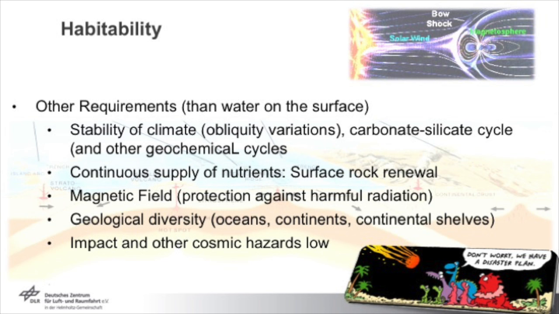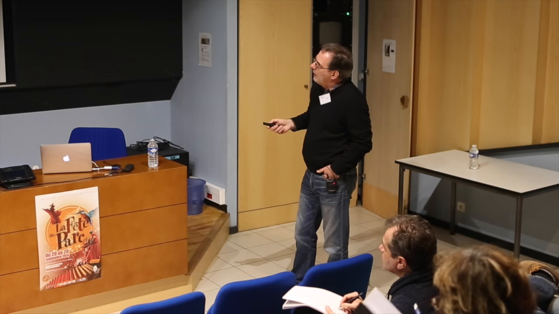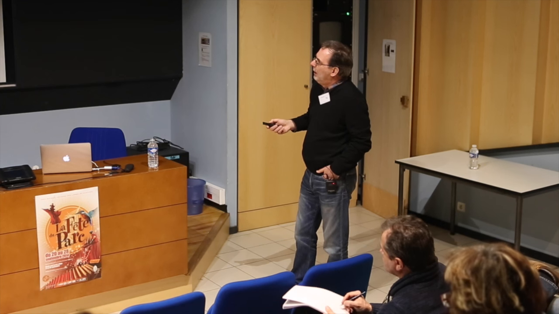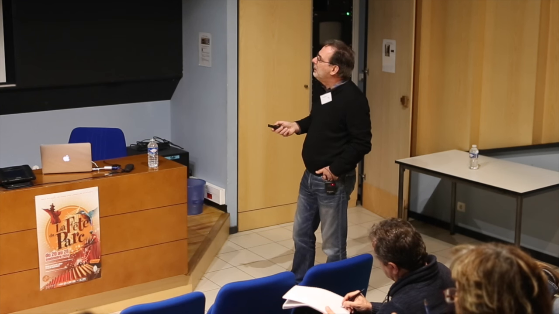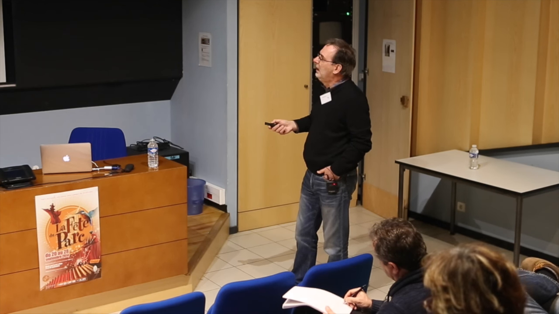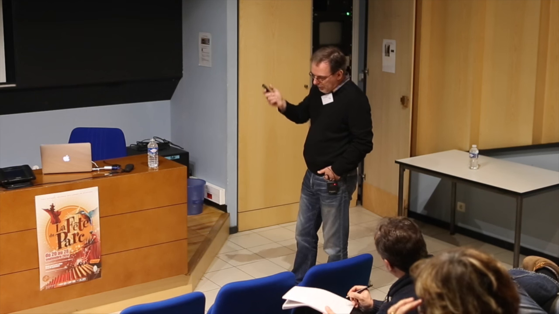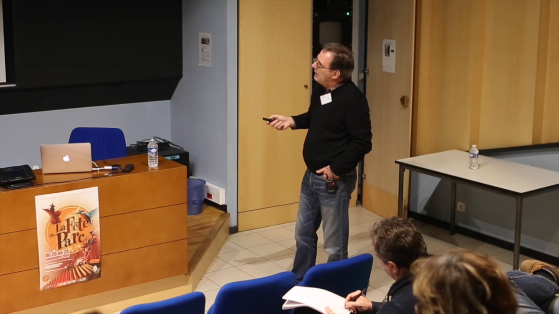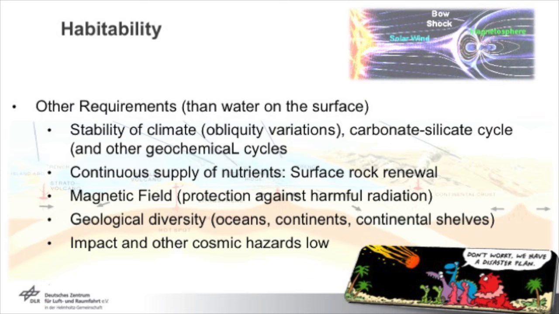The magnetic field is often cited, although I tend to side with those who say that this is perhaps overstressed, because there is harmful radiation that the magnetic field doesn't help you against, and it's basically the atmosphere that protects us. However, the magnetic field, of course, protects the atmosphere, and more indirectly protects the biosphere on the surface.